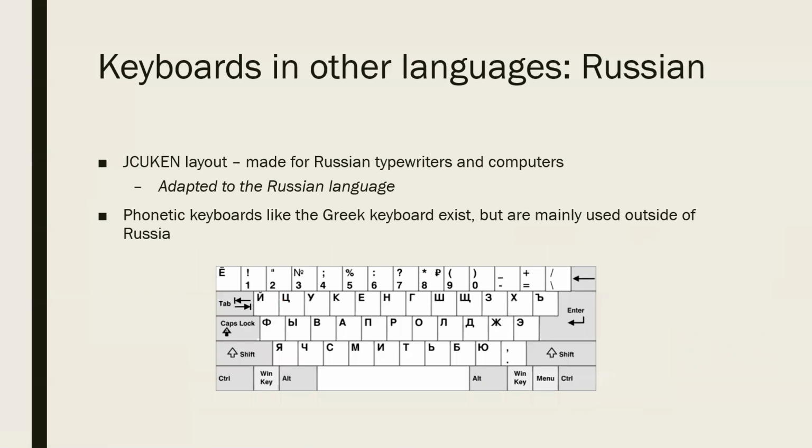Now, a language where the QWERTY keyboard wasn't very influential was Russian. The Russian keyboard layout was adapted to the Russian language in the same way that QWERTY was adapted for English. This is called the JCUKEN keyboard layout. There have been some phonetic keyboard layouts developed in the same way as the Greek systems, but these aren't very commonly used in Russia. The JCUKEN system is much more common.